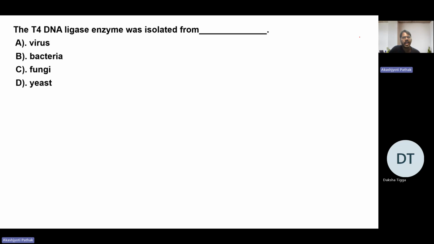So the T4 DNA ligase enzyme, from bacteriophage T4. T4 bacteriophage is what? It is a virus. So from the T4 bacteriophage, this DNA ligase enzyme was isolated. So that is why the answer is: it is a virus. Bacteriophage is what? Phage means a virus. So answer is option A.